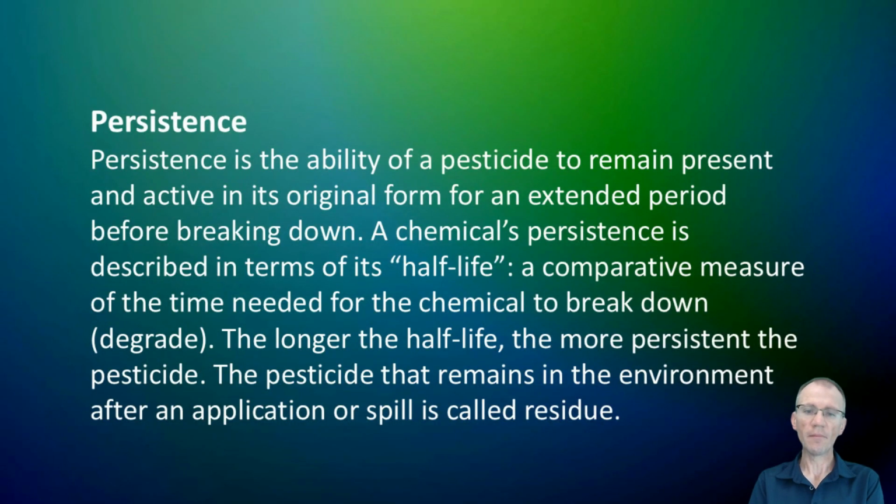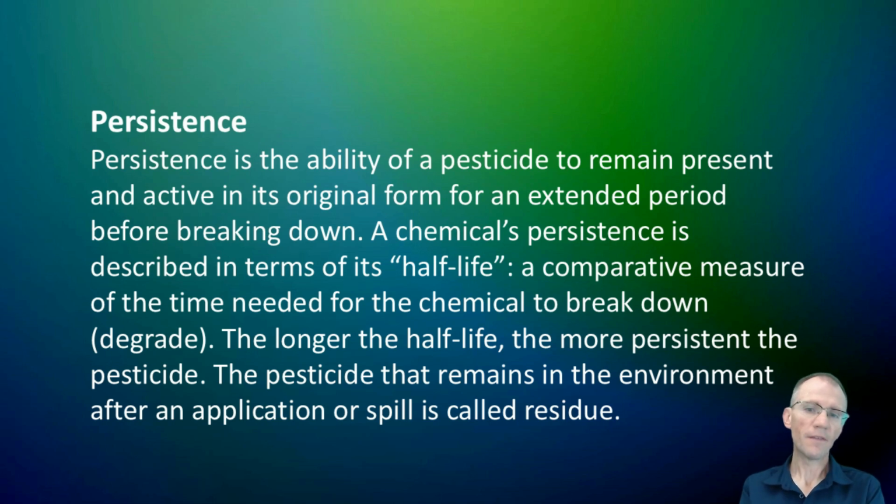Another term that's very important in our core studies on pesticides is going to be the word persistence. Persistence is the ability of a pesticide to remain present and active in its original form for an extended period before breaking down. A chemical's persistence is described in terms of its half-life, a comparative measure of time needed for the chemical to break down or degrade. The longer the half-life, the more persistent the pesticide. The pesticide that remains in the environment after an application or spill is called residue.